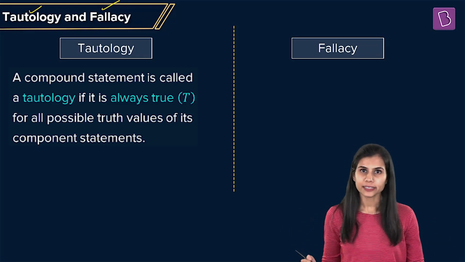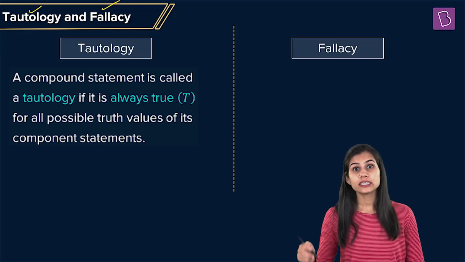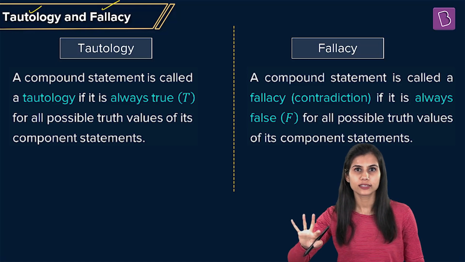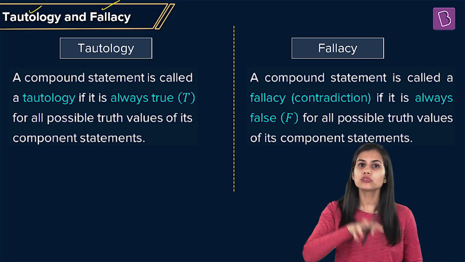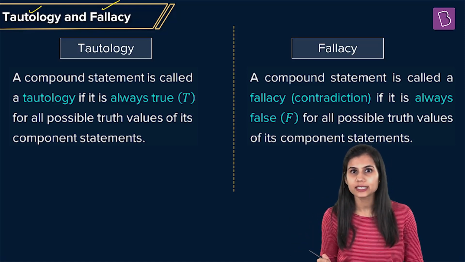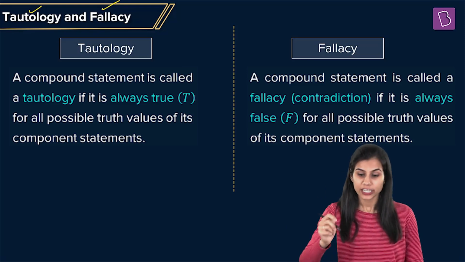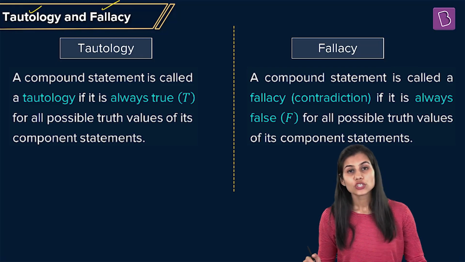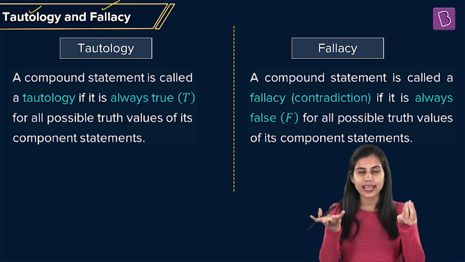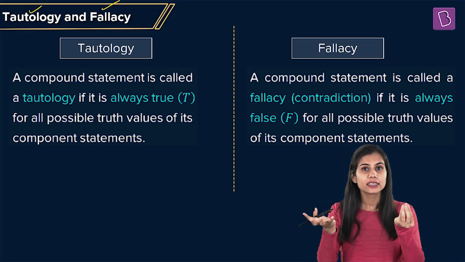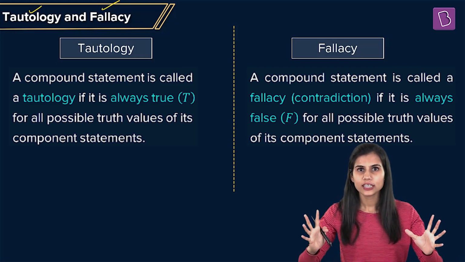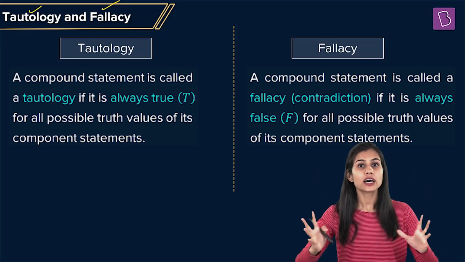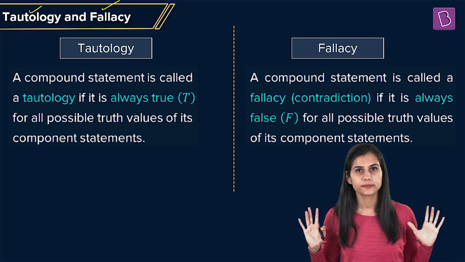Similarly, if a compound statement is always false, irrespective of the truth and falsity of its component statements, we call that compound statement a fallacy. So a statement is said to be a fallacy if it is always false, no matter what the circumstances are, no matter what the situations are.